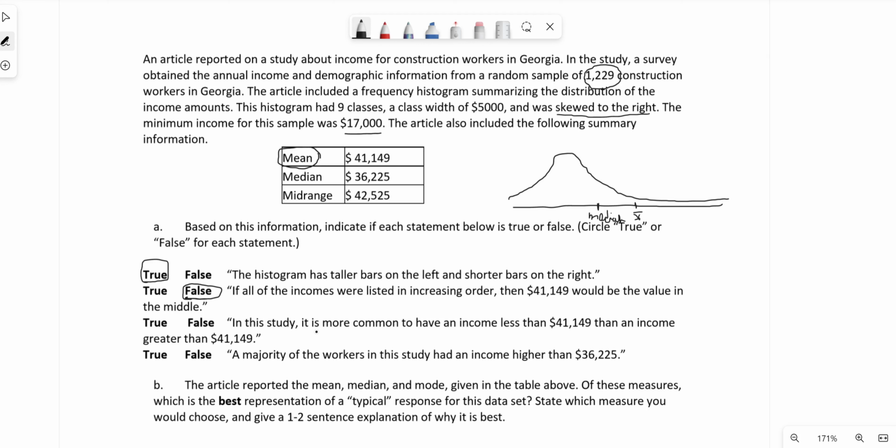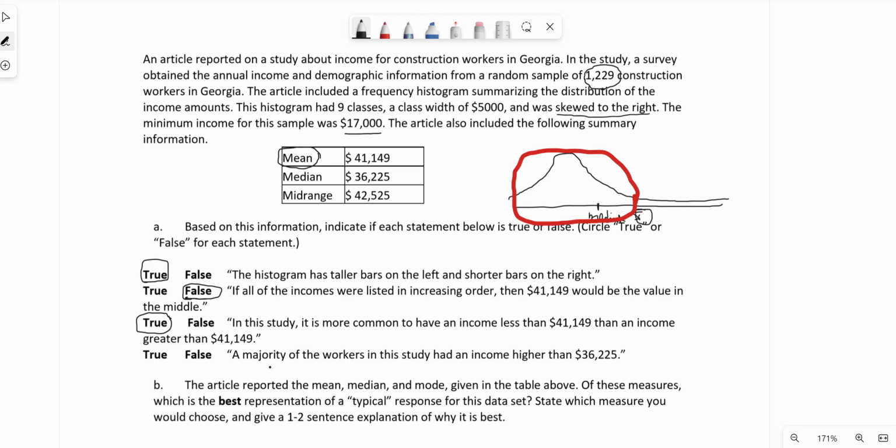Next statement. In this study, it is more common to have an income less than $41,149, the mean. Is that true? The mean again is right here, and as we can tell here, most values, a majority of values, are smaller than the mean value. So is it fair to say that it's more common to have values less than the mean value? Yes, that is true.